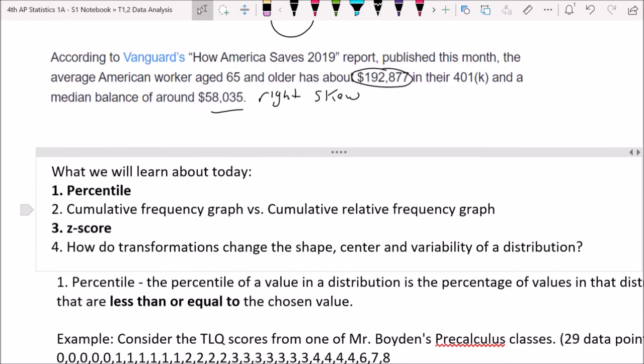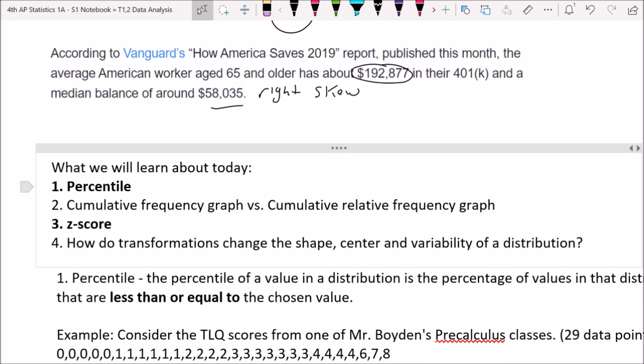Today's video, we're going to be focused on four things: percentiles, cumulative frequency graphs and cumulative relative frequency graphs, z-scores, and how transformations of data change the shape, center, and variability of those distributions.